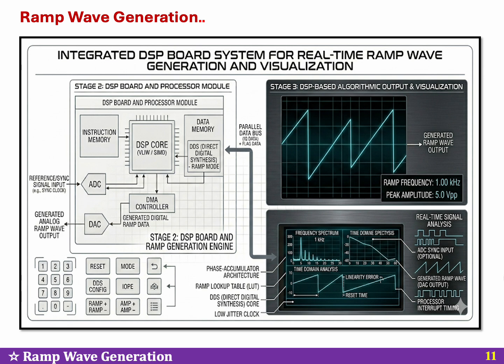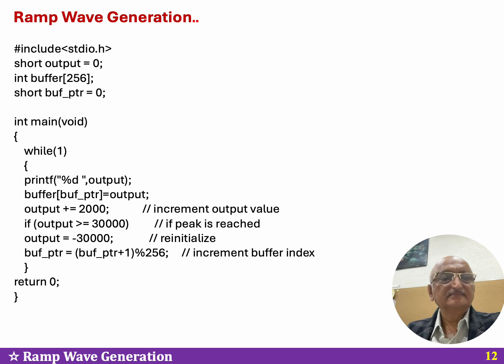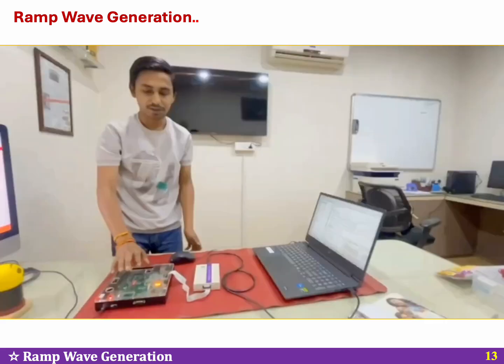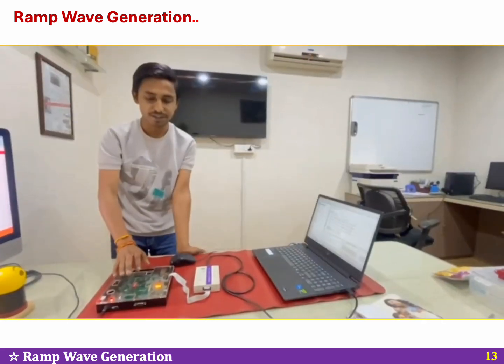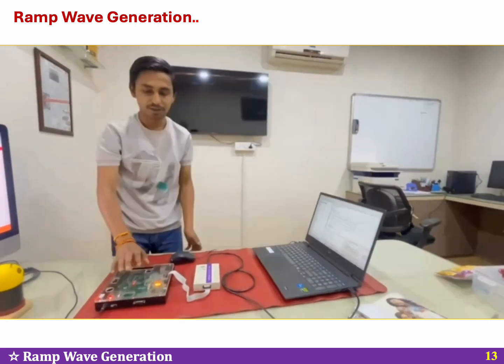Similarly, for ramp generation, this is the schematic diagram generated with the help of AI. This hardware configuration remains the same. This is DSP board TMS.